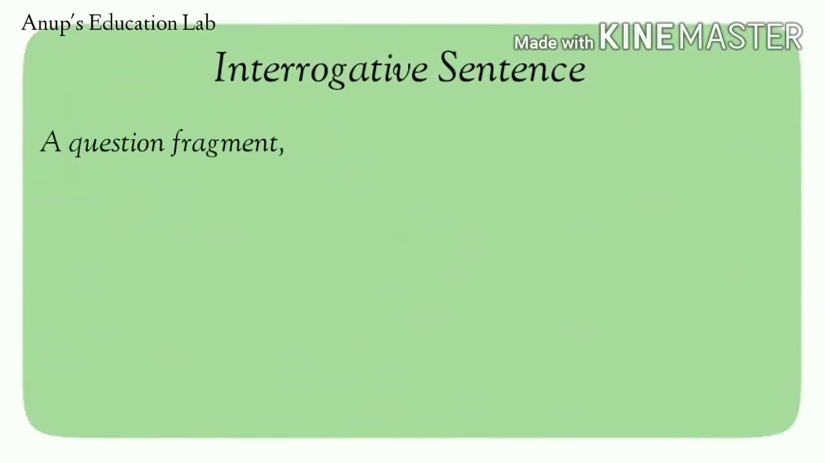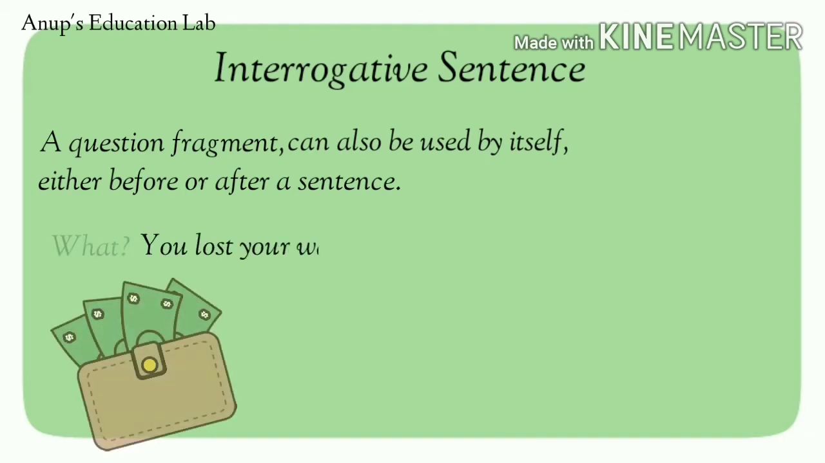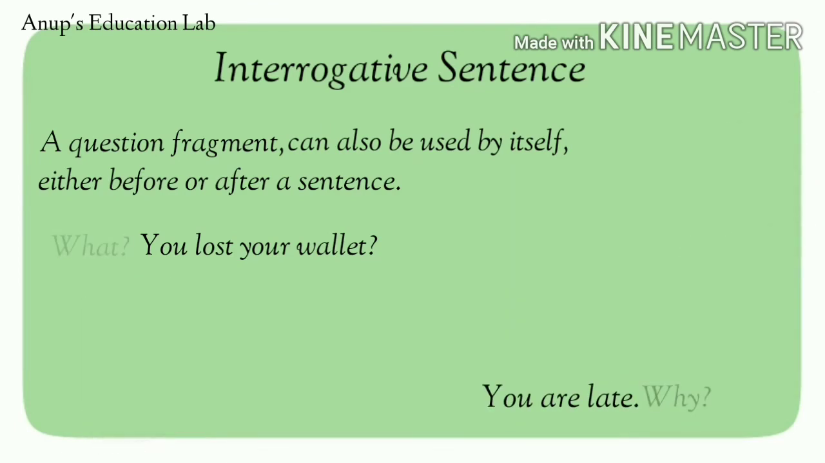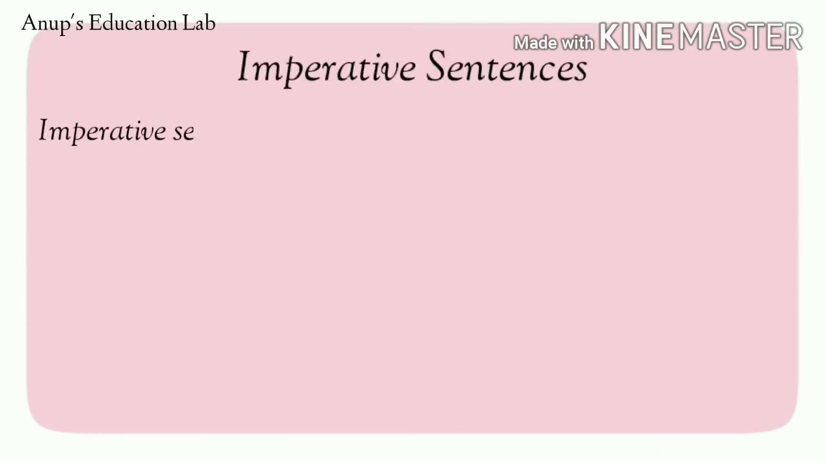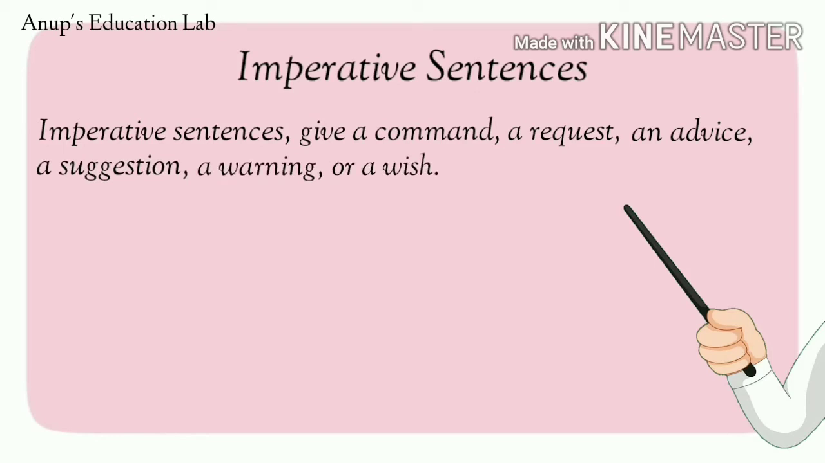A question fragment can also be added by itself either before or after a sentence. Examples: What? You lost your wallet. You are late. Why? Let us understand imperative sentences. An imperative sentence gives a command, a request, an advice, a suggestion, a warning, or a wish.